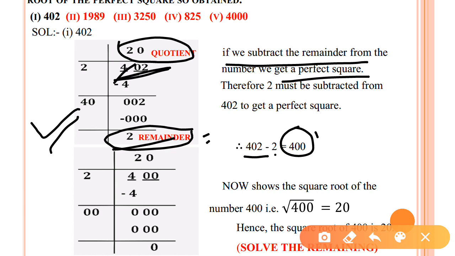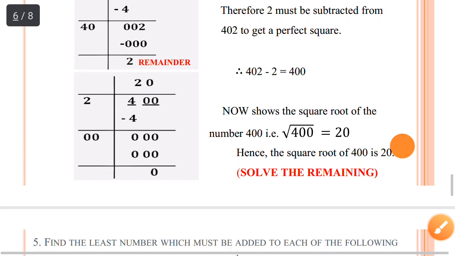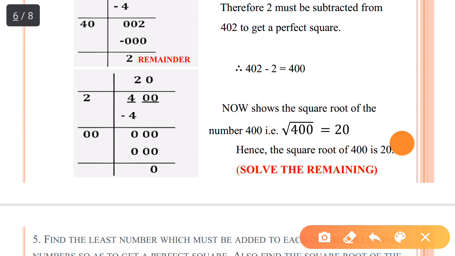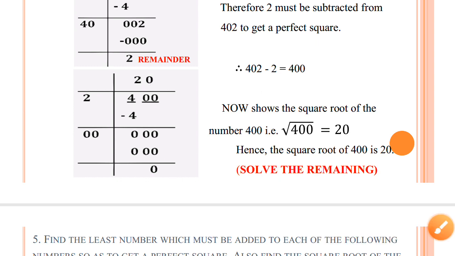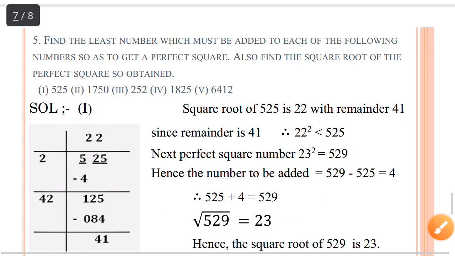Now, is it a perfect square or not? We find the square root of the number. Here we find that since the remainder is 0, 20 is the square root of 400. Similarly, we can solve other problems like this.